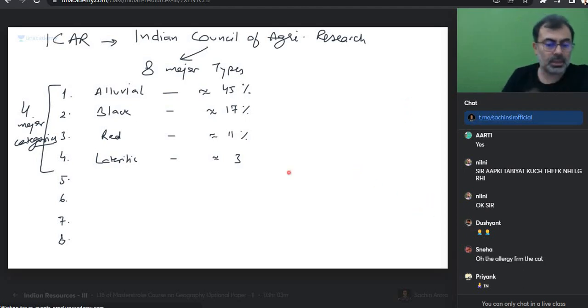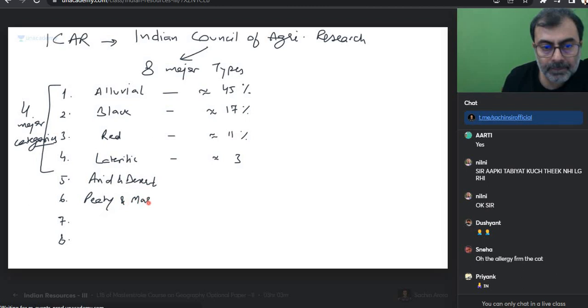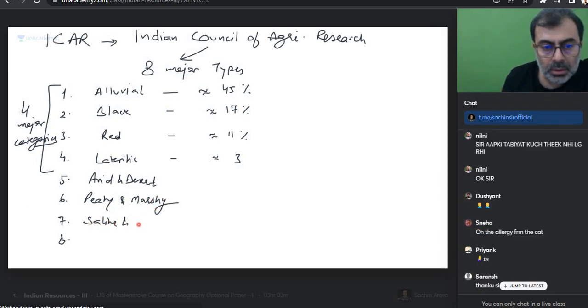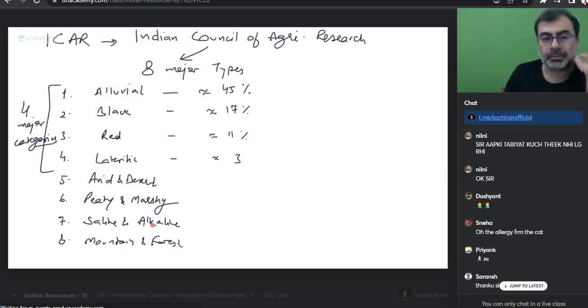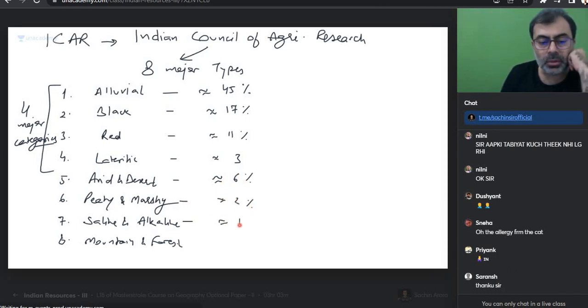Yes, you've come this far. After that, arid and desert soil, peaty and marshy soil, saline and alkaline soil, mountain and forest soil. They are minor categories. Arid and desert soil is around 6%. Get it? Peaty and marshy soil is around 2%. Saline soil is around 1%.